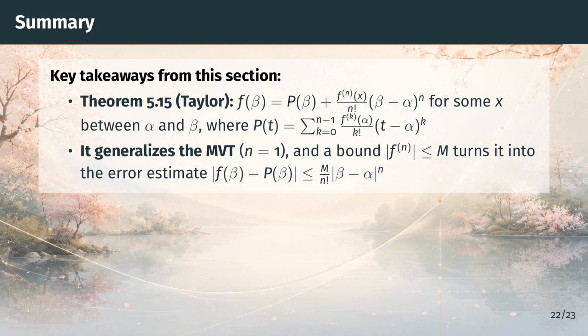Second, perspective and practice. Setting n equal to 1 recovers the mean value theorem exactly, so Taylor's theorem deserves to be called the mean value theorem of order n, and although the point x is unknown, any bound M on the derivative of order n immediately converts equation 24 into a concrete error estimate. The polynomial approximates f to within M over n factorial times the distance to the power n. This is the form in which Taylor's theorem is used throughout analysis and numerical computation.